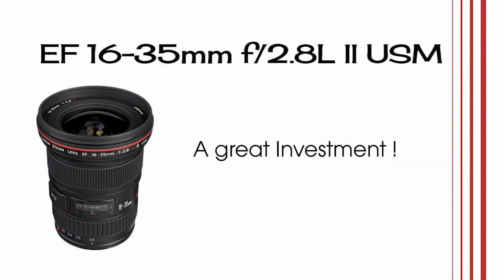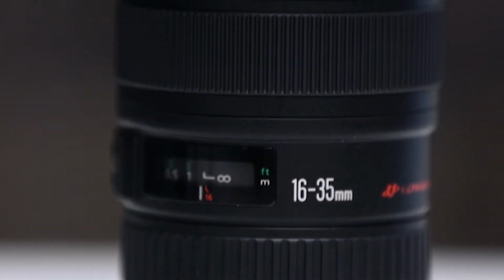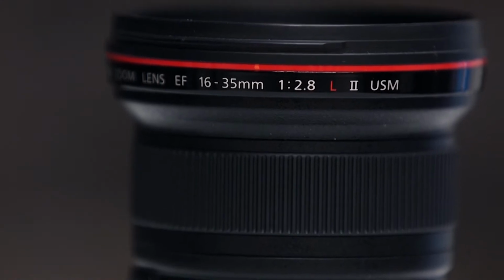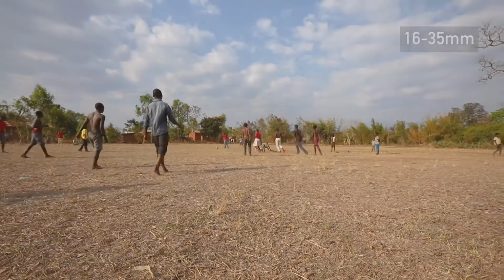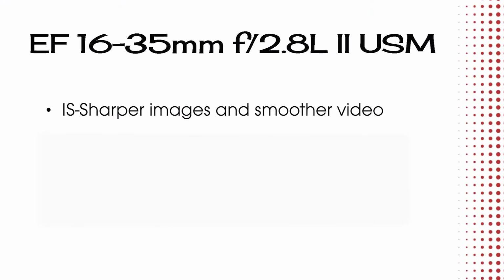The next lens you're going to find in my bag is a 16 to 35 millimeter 2.8 L II USM. This is a great lens to give you a standard and an ultra wide feature. If you've got to focus on the world out there, this is going to give you the ability to do that. It also has the IS feature, and this is going to help you get sharper images and smoother video.